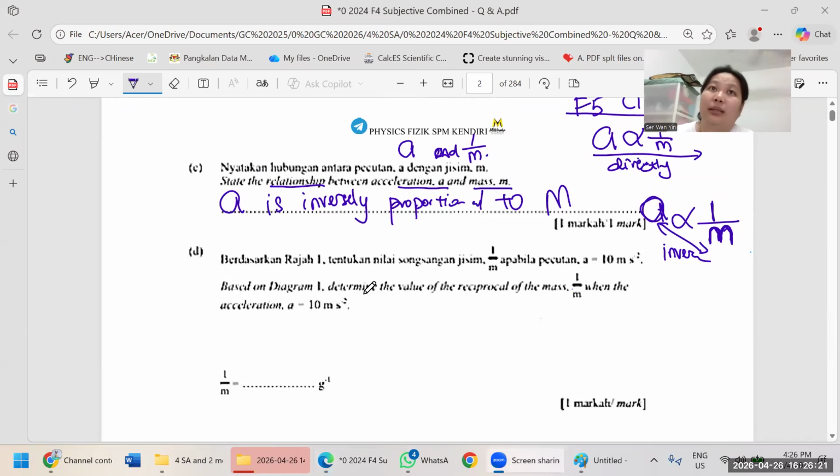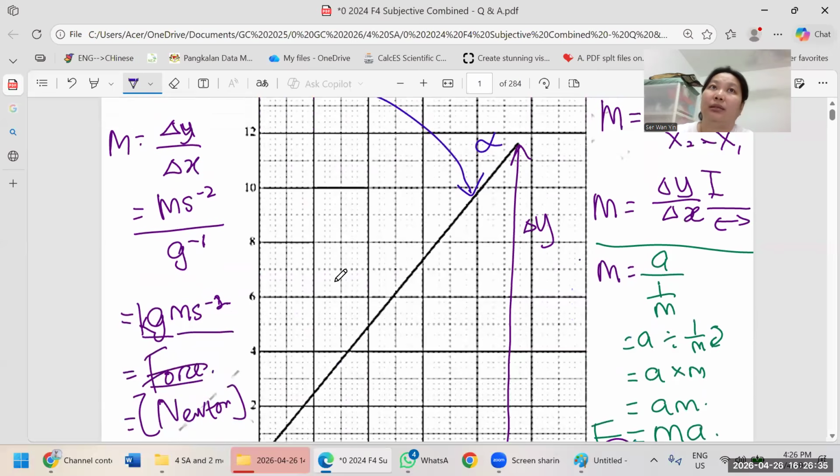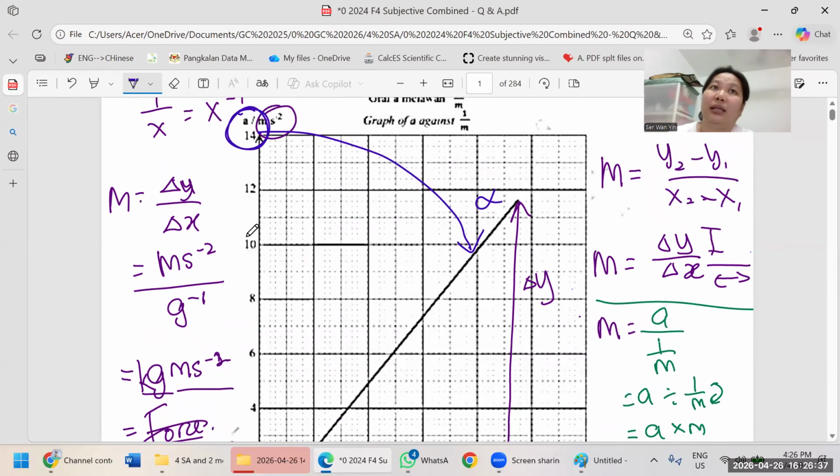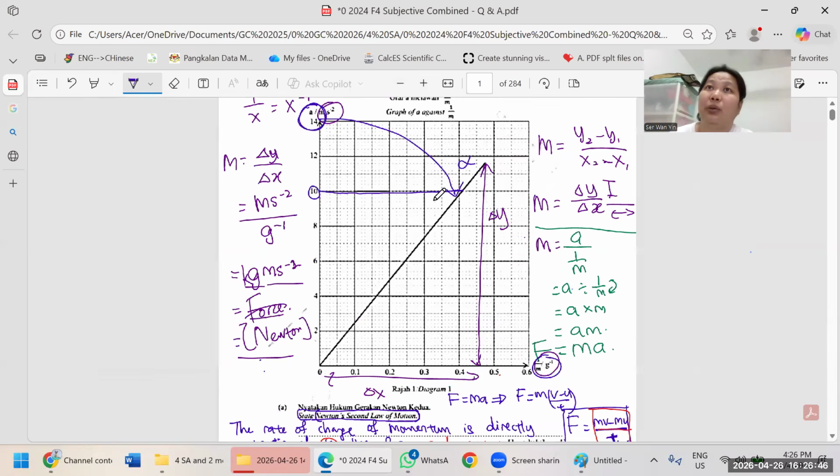Okay, so now this one. Determine the value of the reciprocal mass. Reciprocal mass means 1 over m. Then the acceleration: when the acceleration is 10 meter per second squared, we choose A equals 10, then we draw a line to here. I know you will say, teacher, it's not clear. Okay, we treat the second line first, the second box after 0.4. I mean the first box. So it will be 0.41.